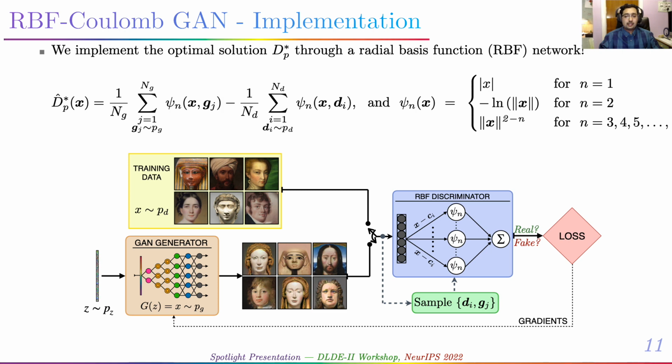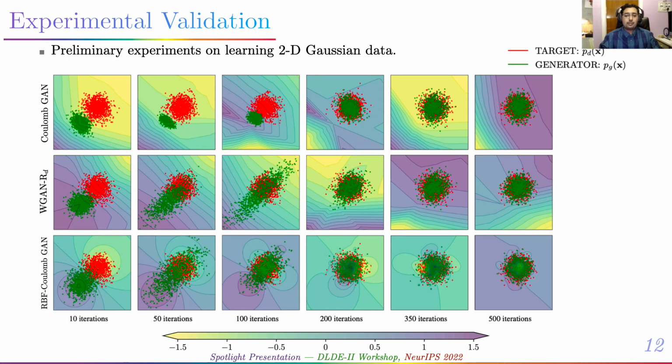Note that the discriminator is an approximation of the optimum and therefore does not require gradients for training. Only the generator is trained. As part of the workshop paper, we perform preliminary experiments on learning 2D Gaussian data. The plots depict the generated and target data samples as iterations progress, where the target is red and the generated data is green. The contours depict the level sets of the discriminator.